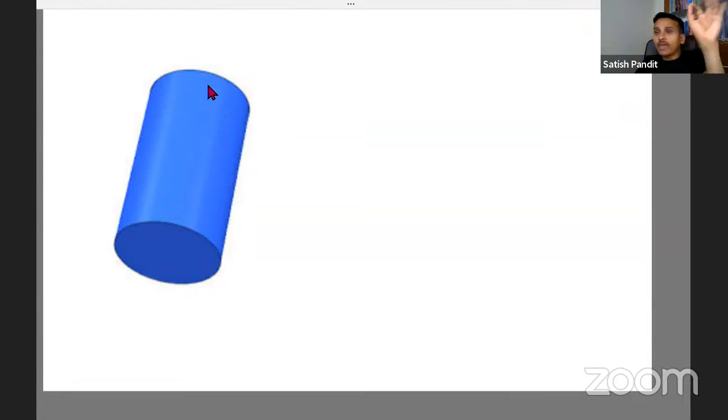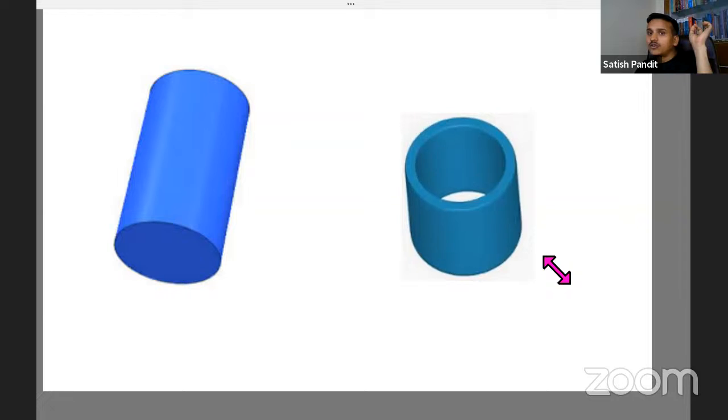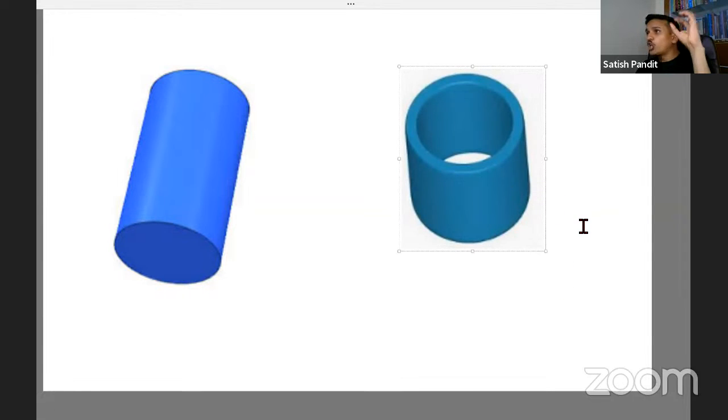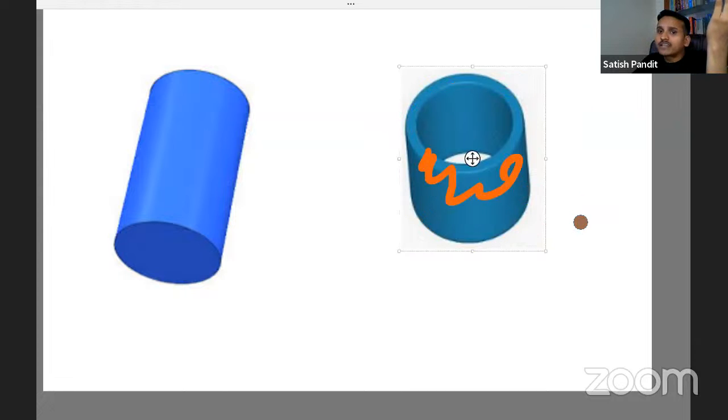Suppose you want to make a solid cylinder and find the volume, we have to find the volume of everything, correct? But instead of this solid cylinder, suppose I have a hollow cylinder, something like this. If you want to find the volume of material used for making this, what is the material used here? Only these parts, right?